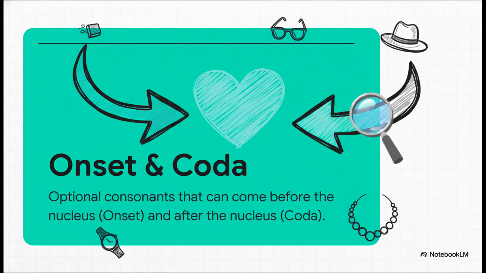Now, once you have that heart, you can add some accessories. These are totally optional. You've got the onset, that's any consonant sound that comes before the vowel, and you have the coda, any consonant sound that comes after. They're nice to have, but they're not essential to the syllable's existence.